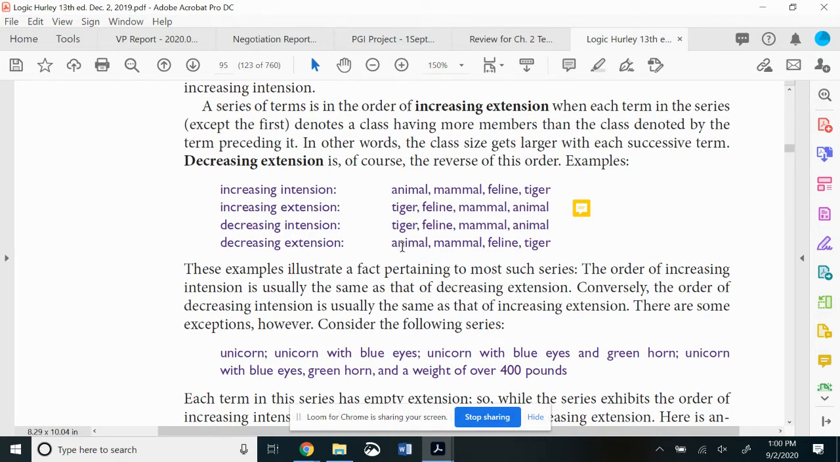You start with something very basic, you get to something very specific, and you're decreasing the extension. In other words, you start with something with more of it in reality and you end up with less in reality.